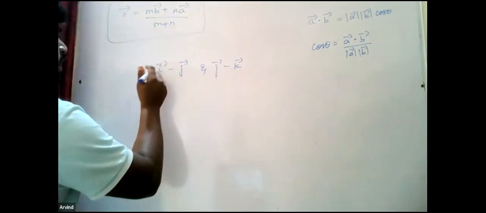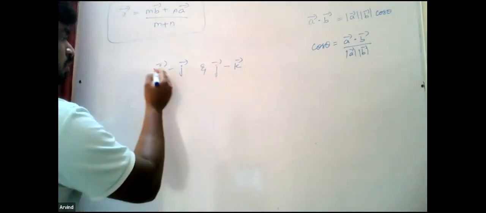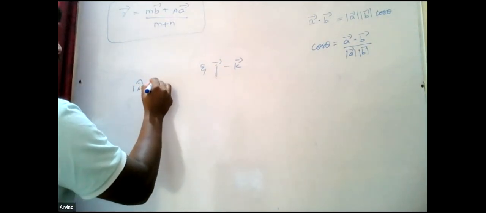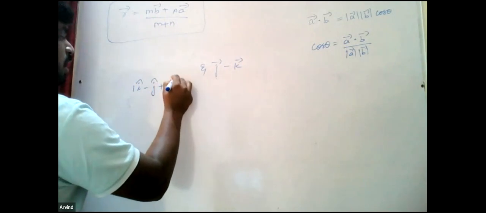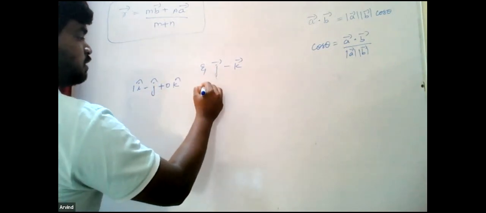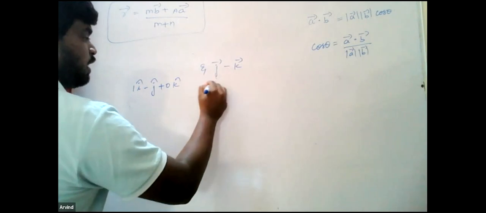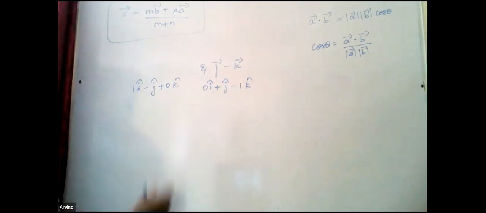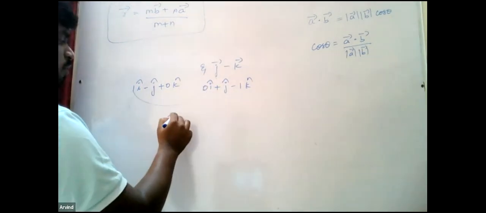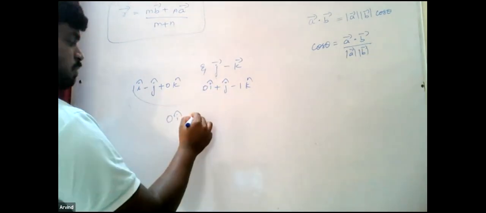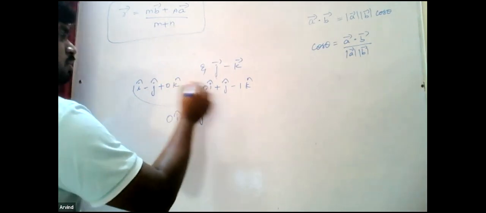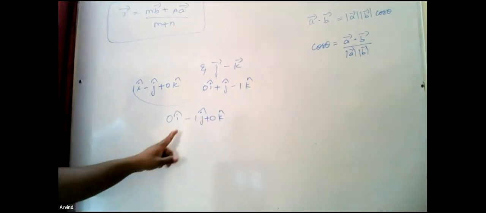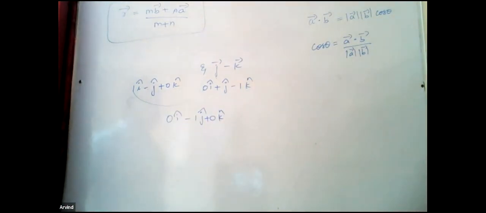Here I can write this I minus J as 1 I cap minus J cap plus 0 K cap. And this I can write as 0 I cap plus J cap minus 1 K cap. So you take the dot product. 1 into 0 is 0 I cap. Minus 1 into 1 is minus 1 J cap. 0 into minus 1 is 0 K cap. This is your A dot B.